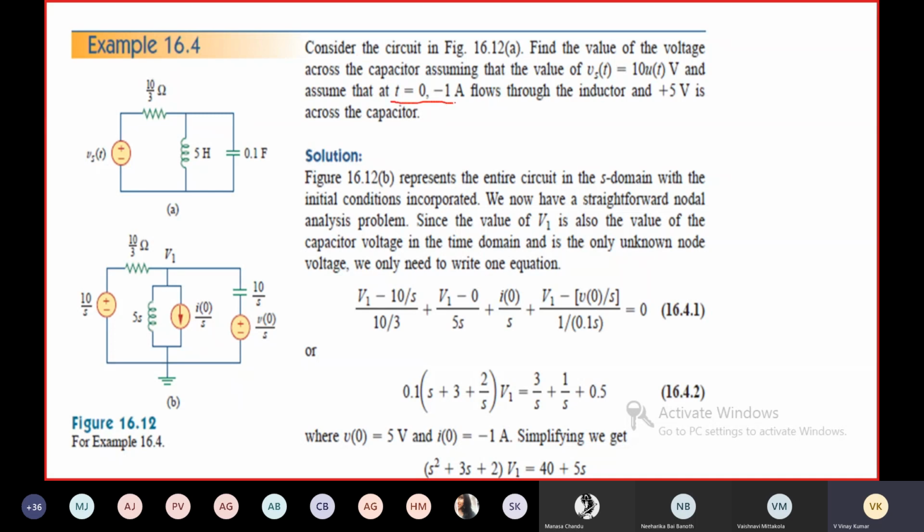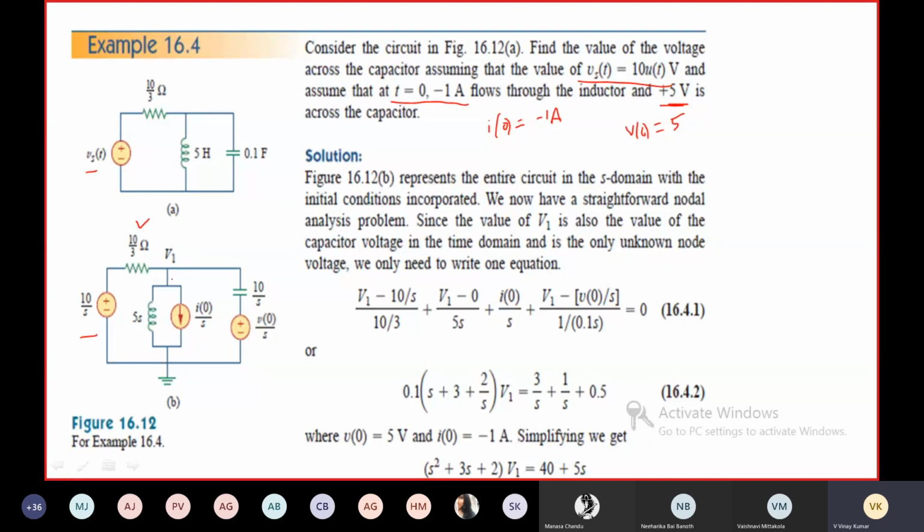At t equal to 0, the initial current through the inductor is given, and 5 volts across the capacitor. Any initial voltage? Yes, initial voltage v of 0 is 5 volts. i of 0 is minus 1 amps. Vs of t is 10 into u of t. In S domain, that would be 10 by s.